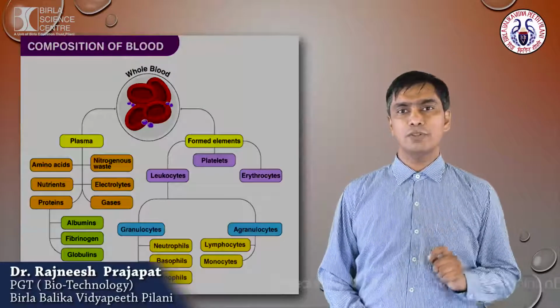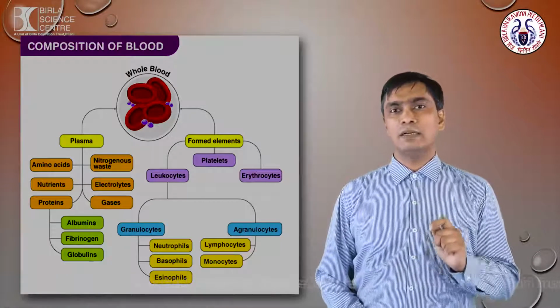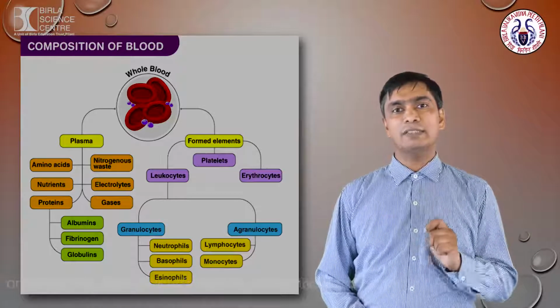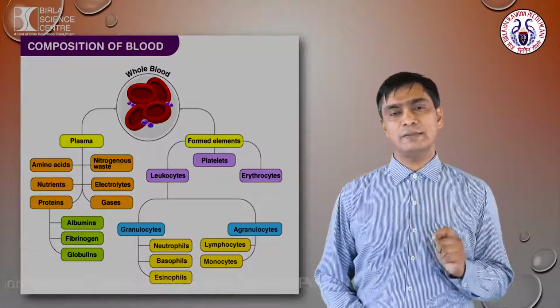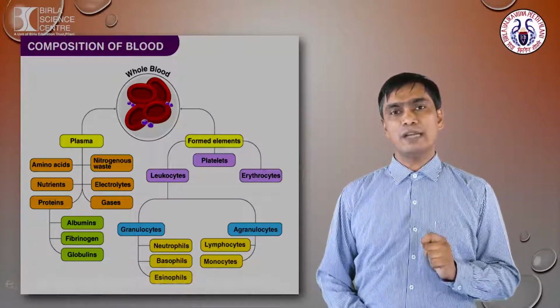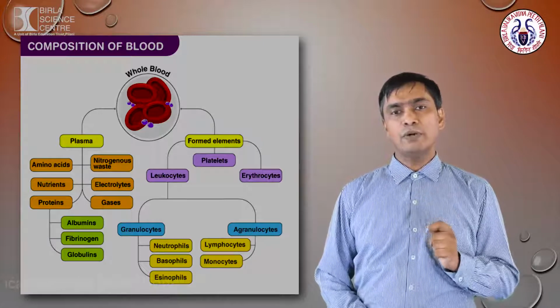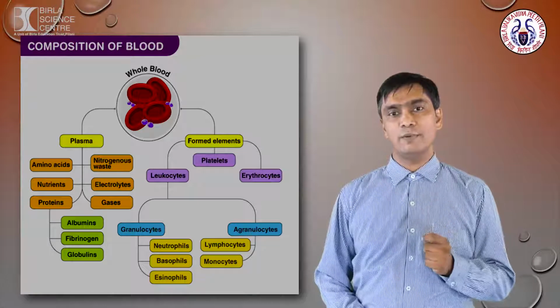First of all, the composition of blood. Blood consists of two very important parts, plasma and the cell components. Plasma includes amino acids, nitrogenous waste material, nutrients, electrolytes, protein and gases. In protein, the important proteins are albumin, fibrinogen and globulin. Globulin protein may be responsible for the formation of immunoglobulin or antibodies.